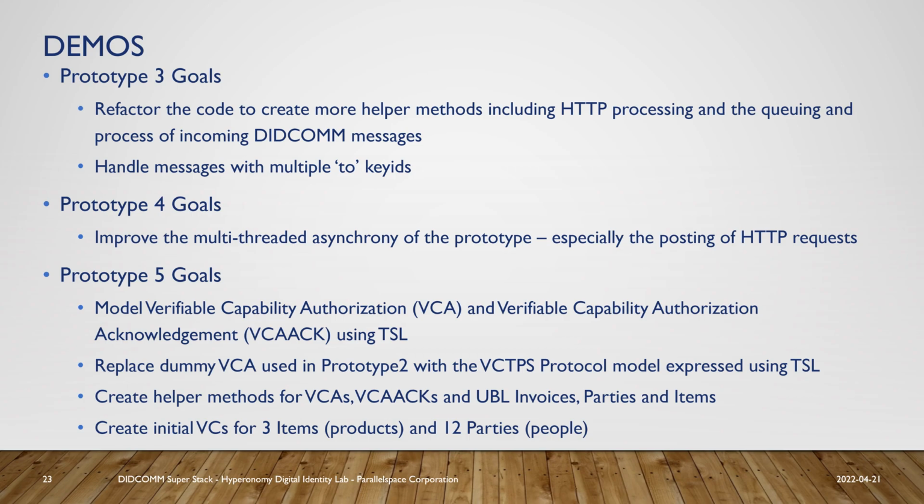And we go through the process of initializing 3 items for 3 different products, cabbages, cauliflower, cucumbers, or something. And then the 12 people that were involved in that flow diagram that we talked about earlier. So prototype 5 is really just an intermediate step to showing the complete VCTPS flow.